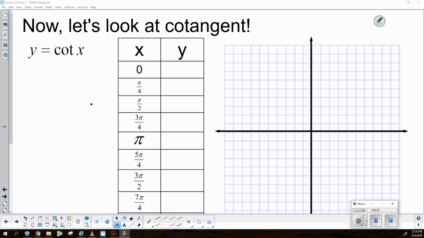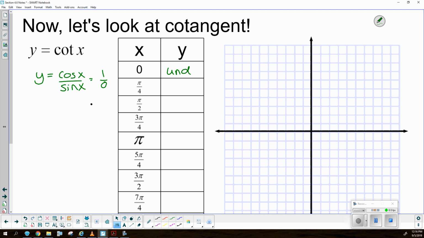All right, so let's take a look at our cotangent function. So the first thing we're going to do is go ahead and fill in the table, keeping in mind that y is equal to cosine of x over sine of x this time. Okay, so at x equals 0, cosine is 1, but sine is 0, so this is undefined.